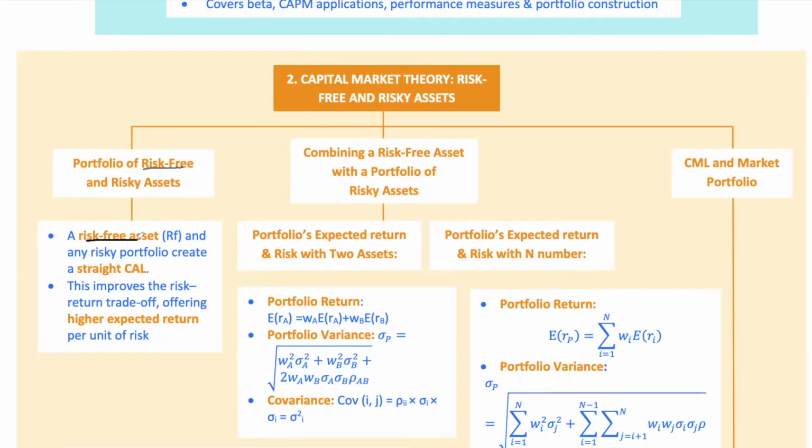Let's start with what a risk-free asset really means. It's an investment with zero standard deviation, no uncertainty in return. You put in $1, you know exactly what's coming back. Now, sure, nothing in the real world is perfectly risk-free, but for CFA exam purposes, we treat short-term government securities as close enough.